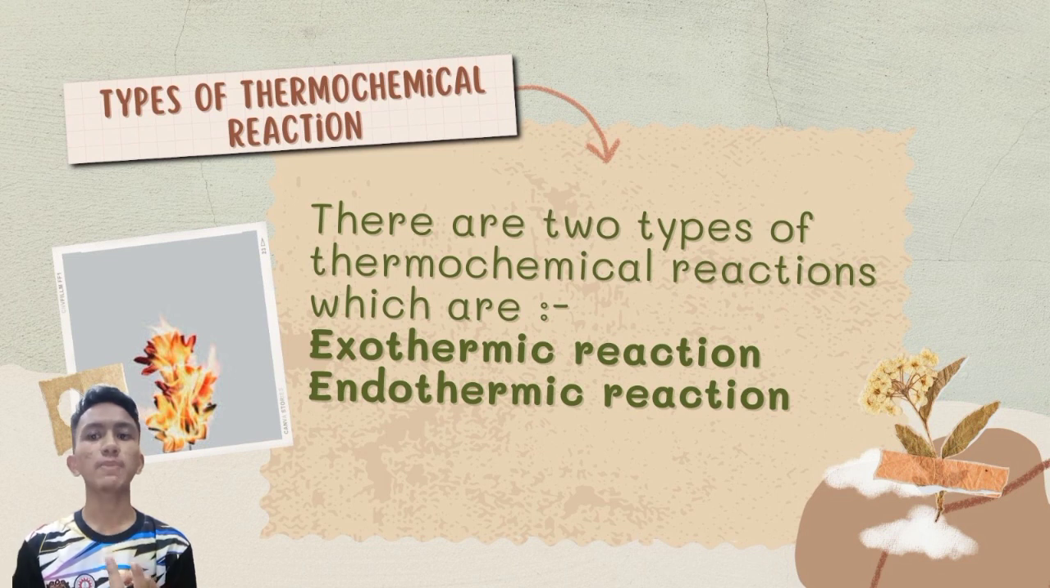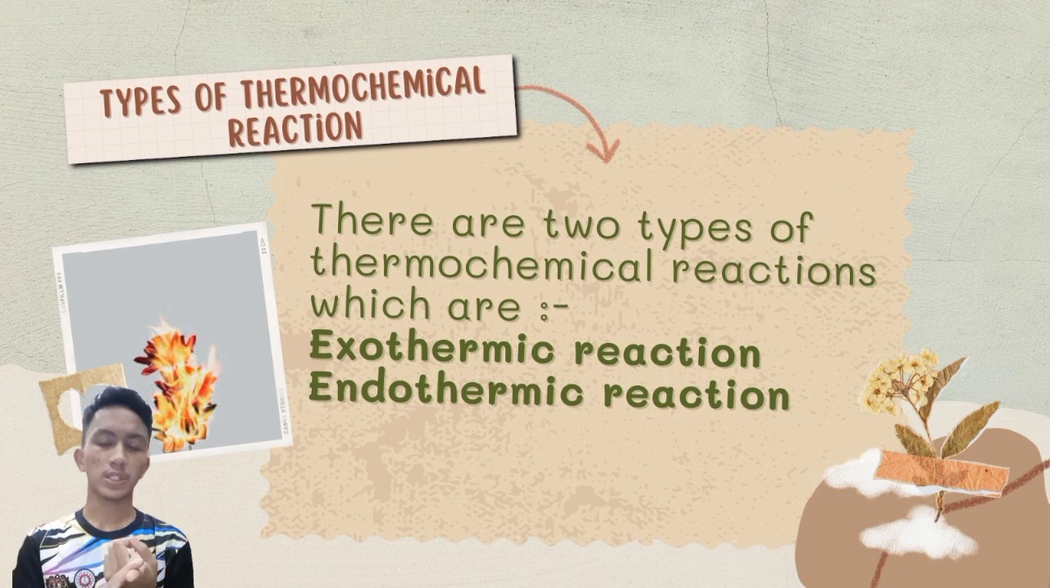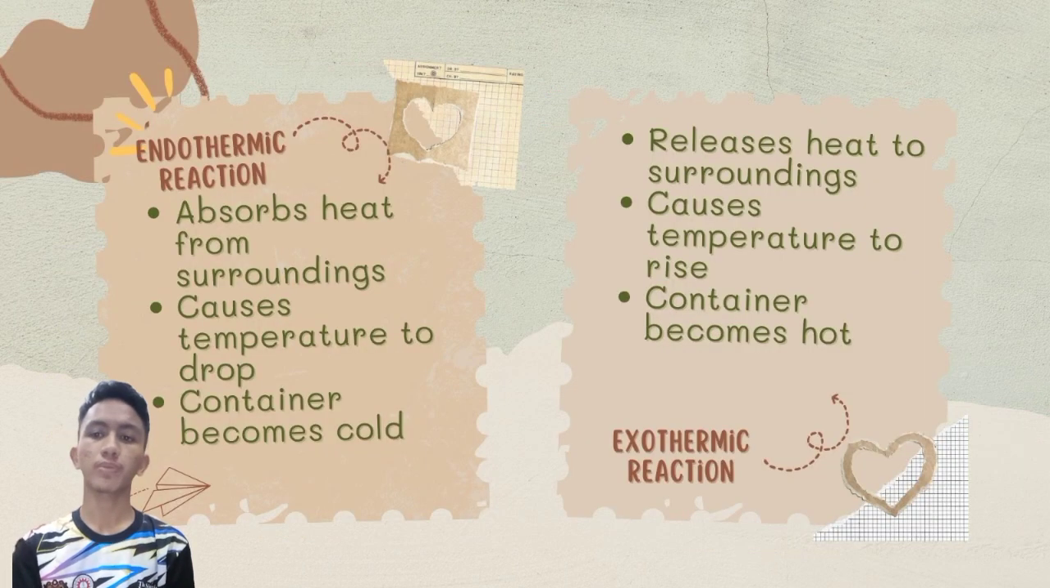There are two types of thermochemical reaction, which are endothermic and exothermic reaction. For exothermic reaction, it basically means the reaction allows heat to release from the container, so it's hot. As for endothermic reaction, it's vice versa, so it's cold and it absorbs the heat energy from the surroundings.